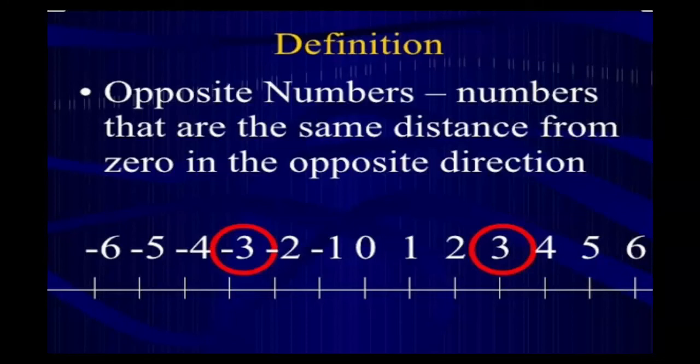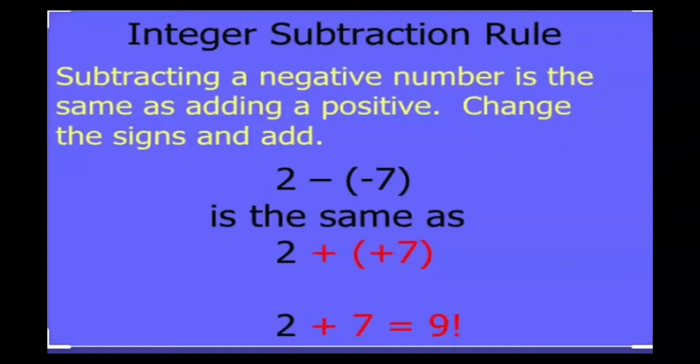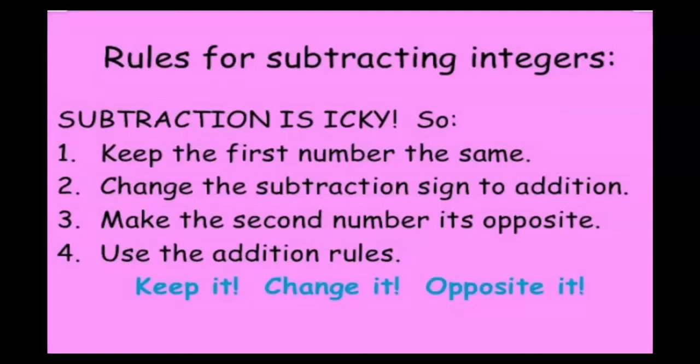So let's proceed now. Integer subtraction rule. Subtracting a negative number is the same as adding a positive. Change the signs and add. Now let's look into the steps.